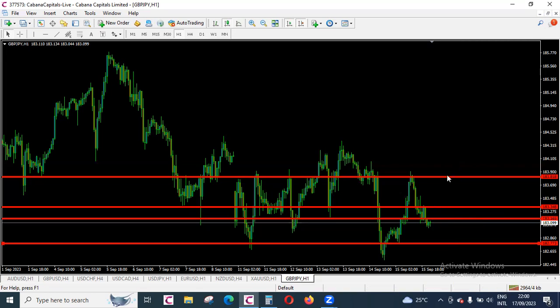Then my second entry will be a breakout from this resistance. At the moment, GBP JPY is neither bullish nor bearish. Wait for a breakout from support before we sell, or a breakout from resistance before we buy GBP JPY. So that will be all for tonight's session. Let me take your questions.